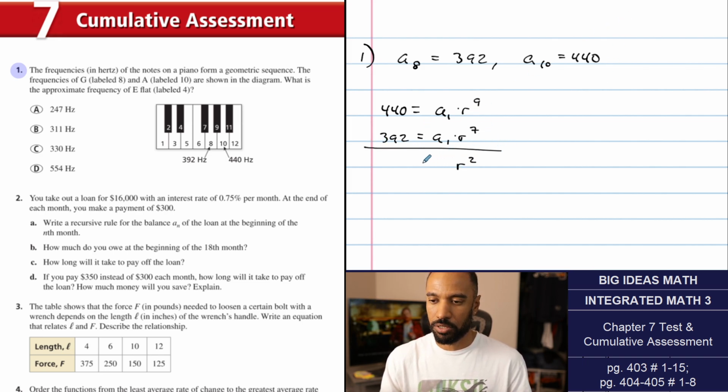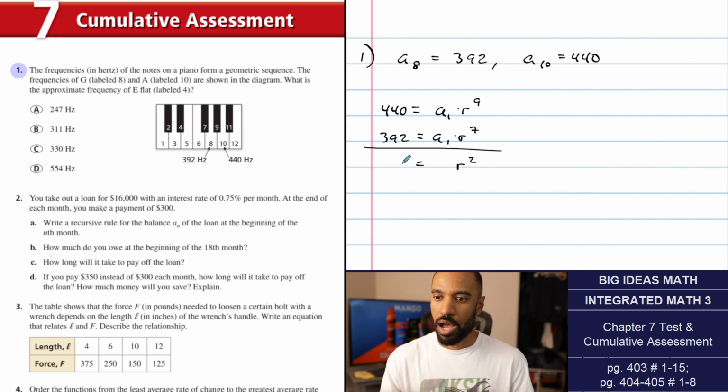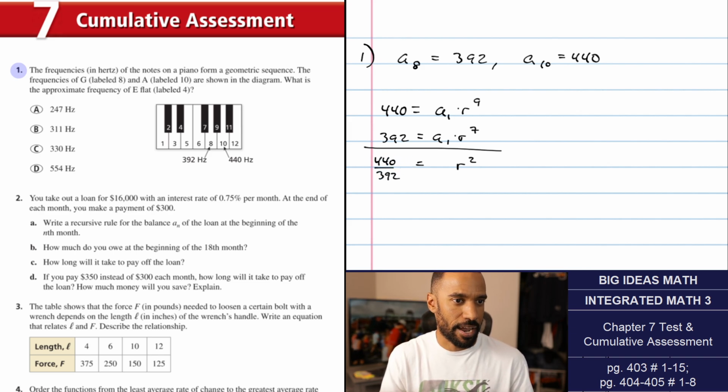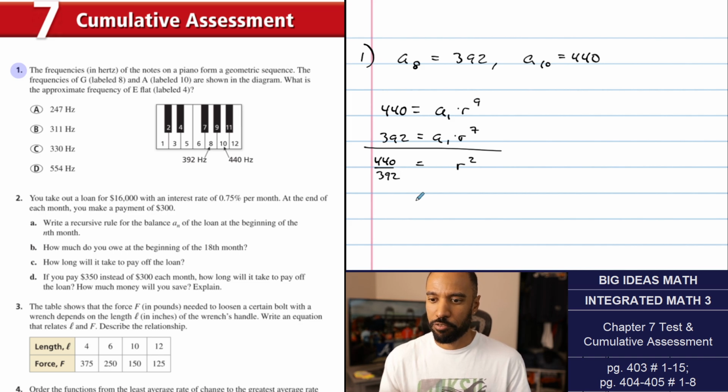Now, this is going to be a little weird. 440 over 392 is not a pleasant number. Let's see if the square root's any better, because we have to take a root. No, it's not pleasant. Actually, what I'm going to do is reduce that fraction. Give me a moment. I'm doing this on my calculator. You can't see it. I'm just doing some fraction work. Oh, 55 over 49.